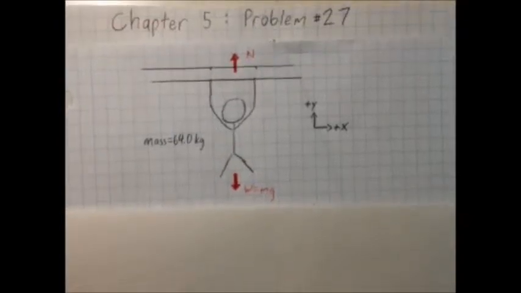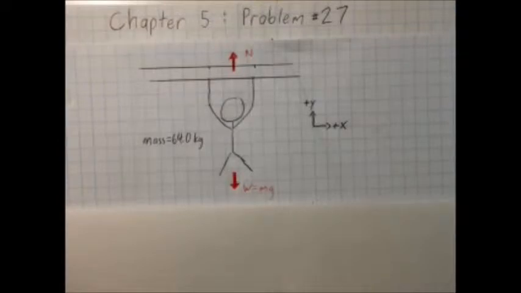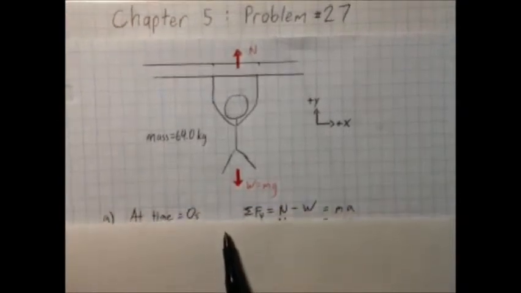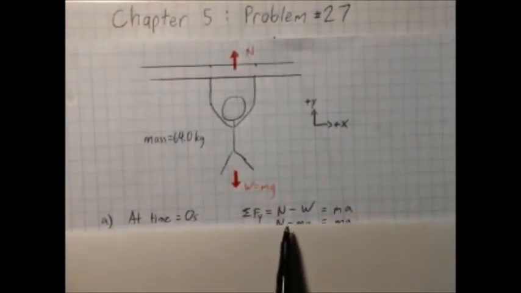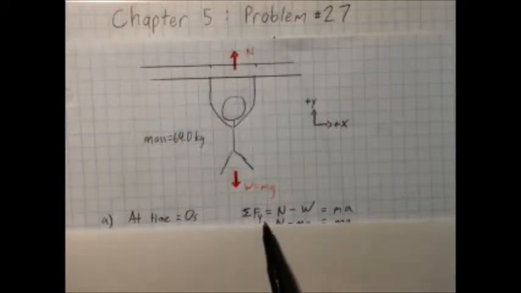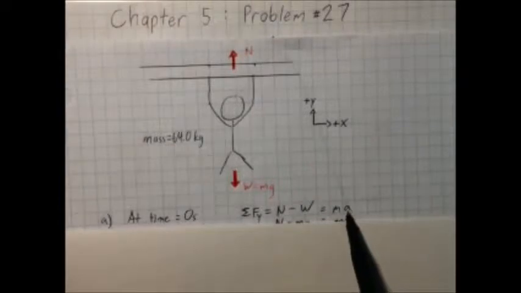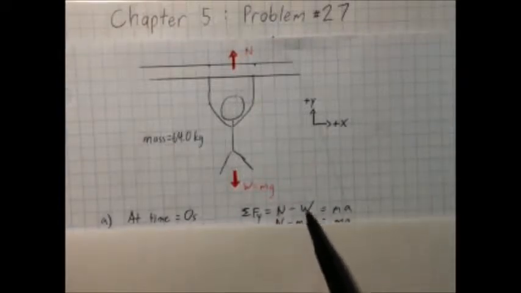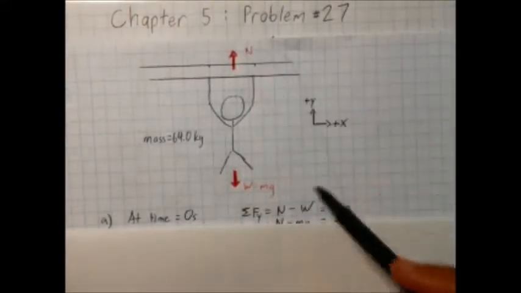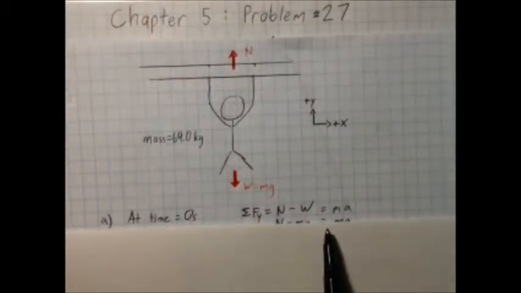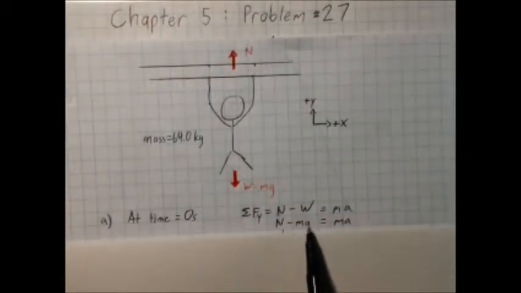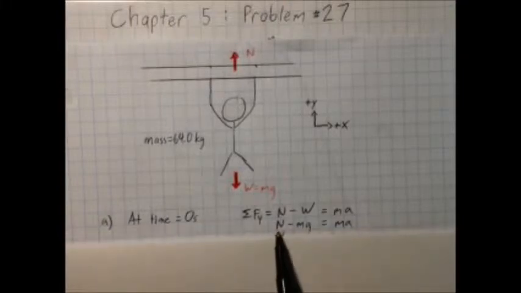So part A asks, what force does the bar exert on the body at 0.0 seconds? So at 0 seconds, we can use this formula. The sum of the forces in the y direction is mass times acceleration. The two forces that we're dealing with are the normal force and the weight. So we can change this formula up a little bit, substituting this in for weight.